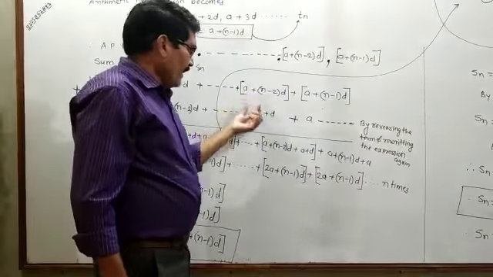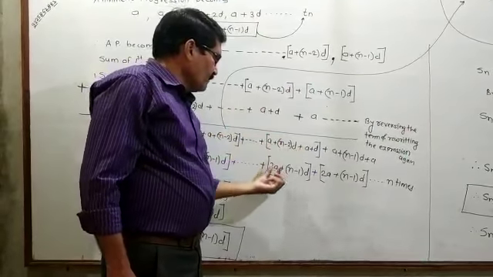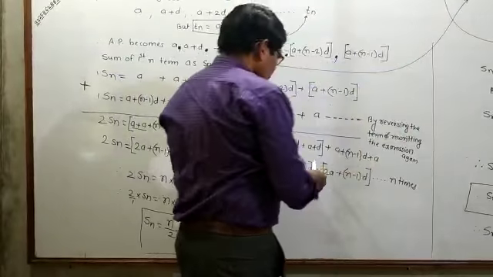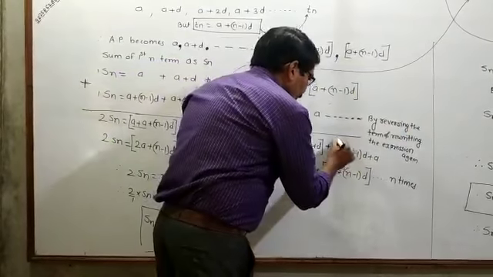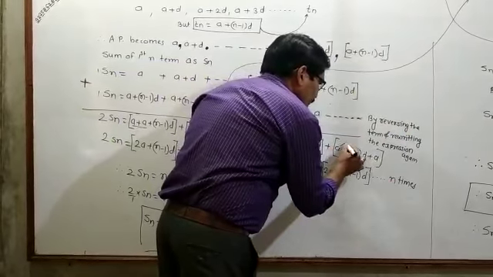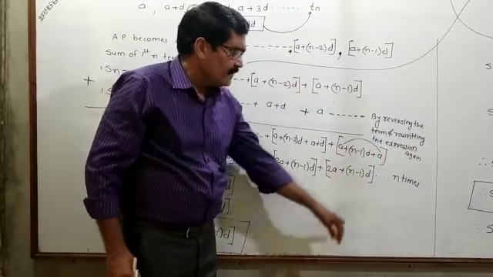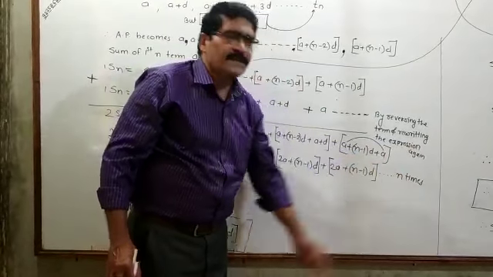Then you have to add these terms. After addition of this term, a plus a is equal to 2a, and again like this you have to do the addition, and this becomes 2a plus n minus 1 into d. And here if you add these last terms, a plus a is equal to 2a plus n minus 1 into d, and this is the n-th term, the last term.